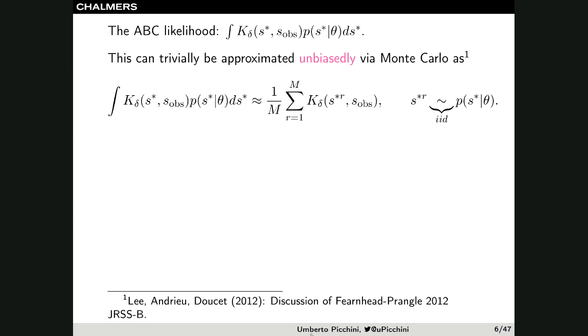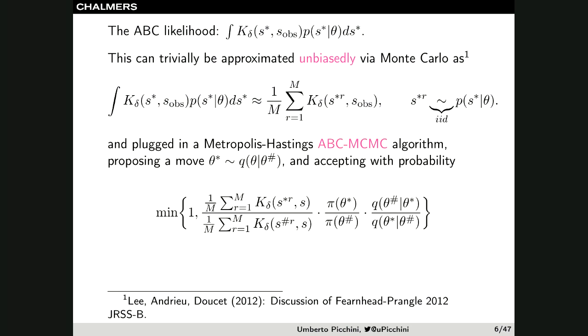Now, we can plug this approximated ABC likelihood into, for example, a Metropolis-Hastings step. So we propose a parameter theta star from a kernel, and we accept or reject it depending on this probability. So this is a standard Metropolis-Hastings step where we took the approximated ABC likelihood that we obtained using our Monte Carlo approximation. We're going to touch on this point in later slides.